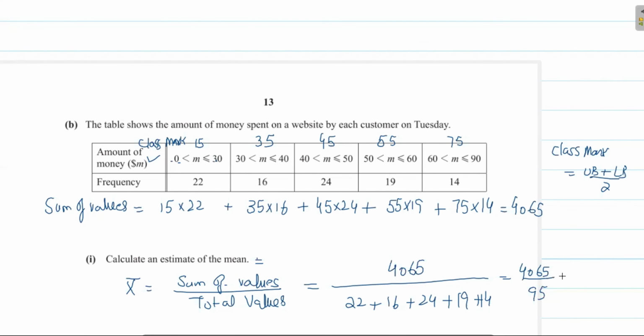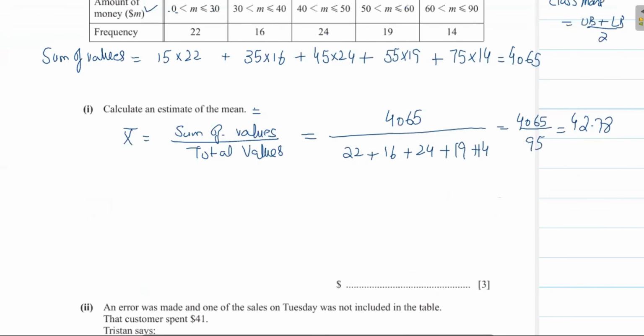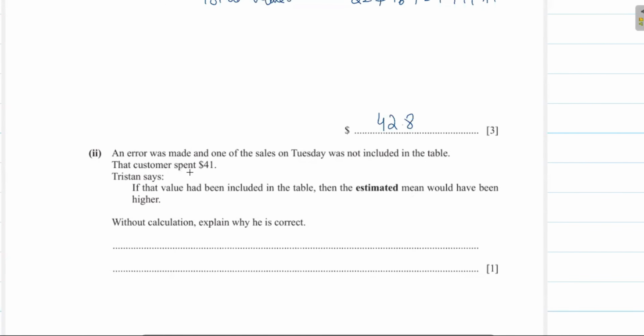That's equal to 42.78. And the 3 SF value will be equal to $42.8, which is the answer. Part two: the customer spent $41. It was not included in the table.